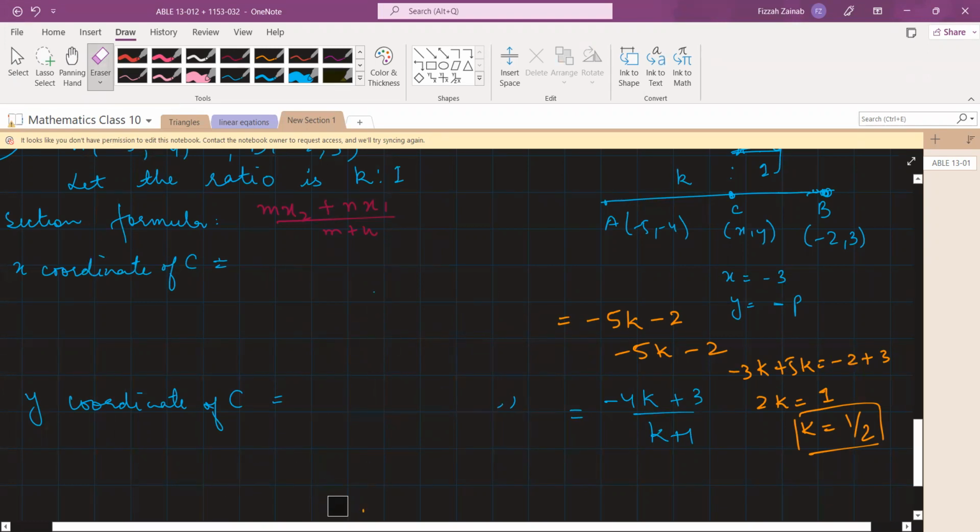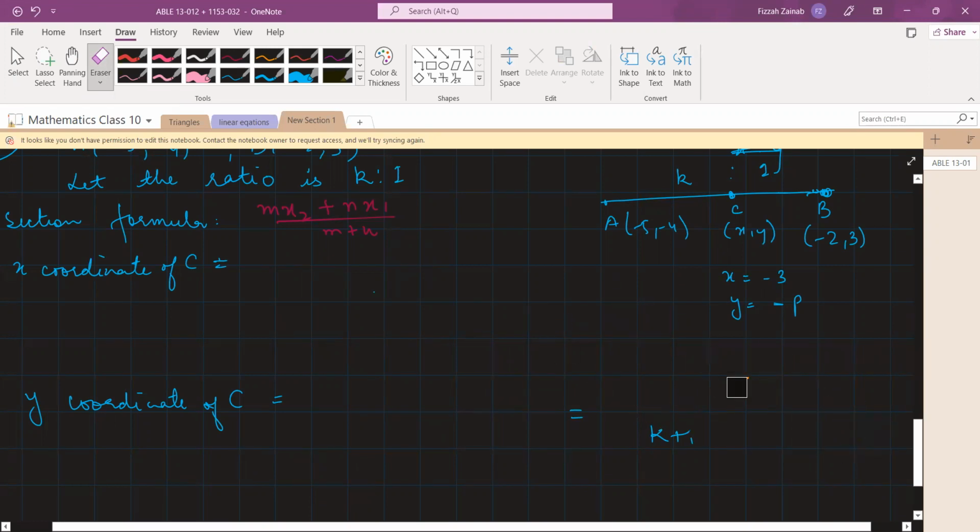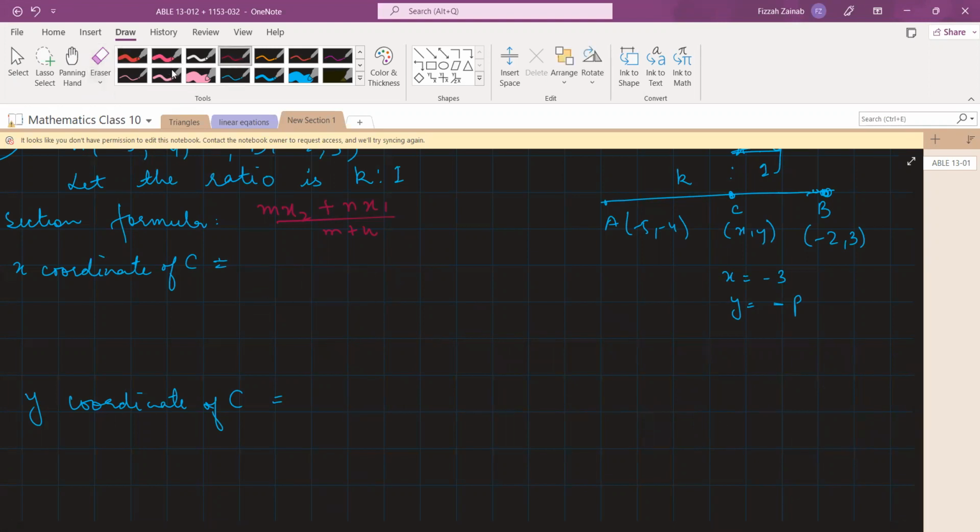Now we have to find the ratio. We can name it k and 1, right? Sorry, I think we made this mistake. Let us repeat the calculation, no problem. So m is actually k, and k into x2 you have to take. I took x1 by mistake. So k into -2, plus 1 into x1, which is -5, divided by k plus 1. That gives you (-2k - 5) divided by (k + 1), right?